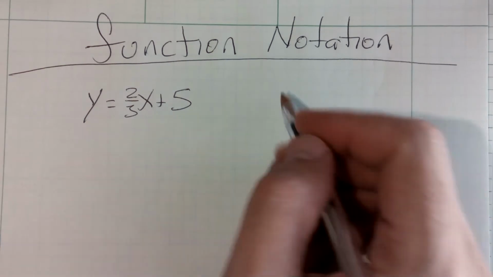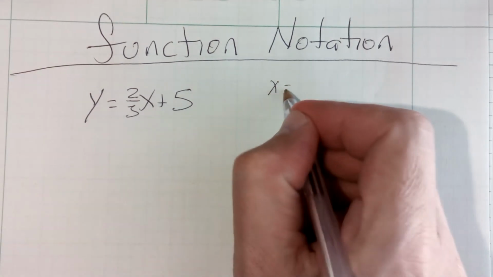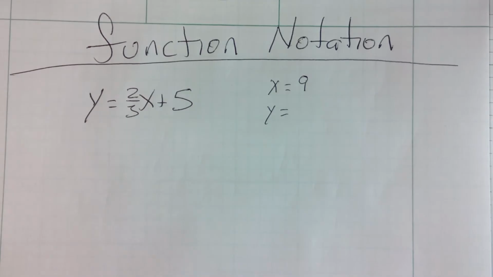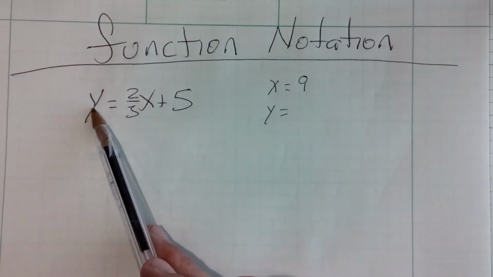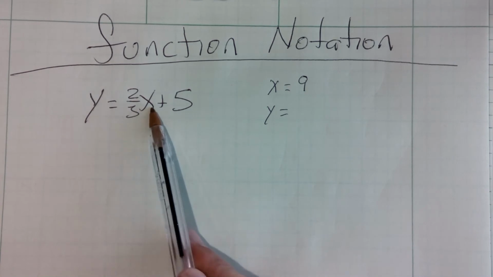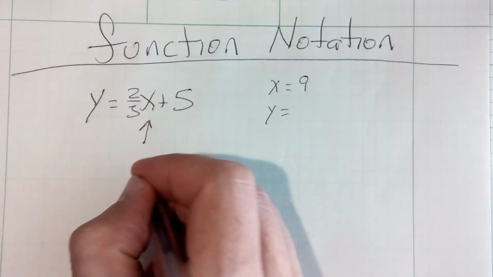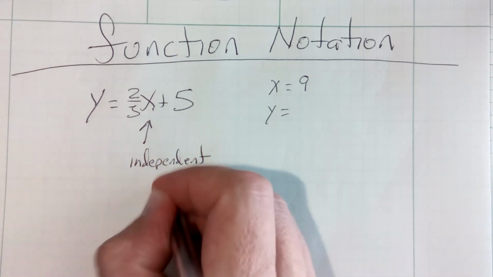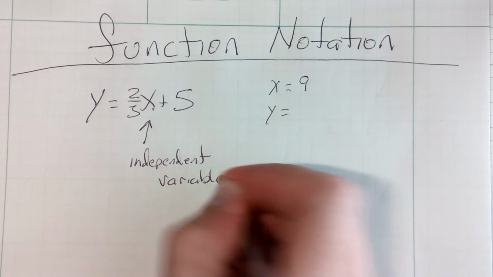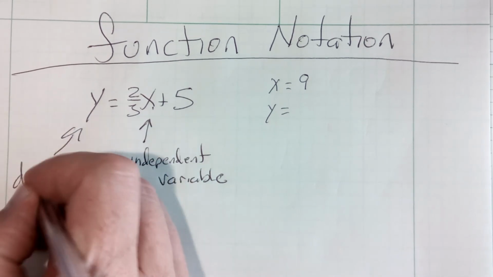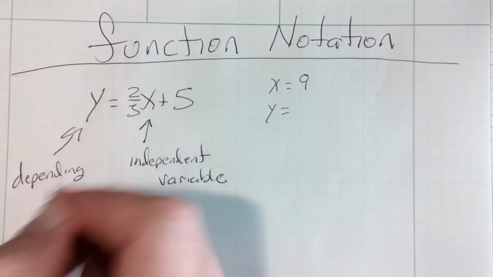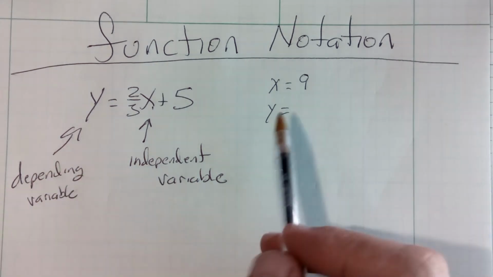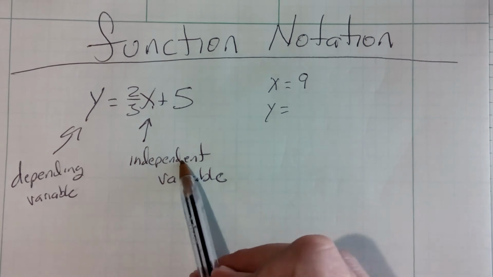We can say, all right, let's give an x input of 9, and we want to find the y output. Y is considered the output, x is considered the input, or more specifically, x is the independent variable, and y is the dependent variable. We'll talk more about that in another lesson. And you have control over the independent variable in a sense.